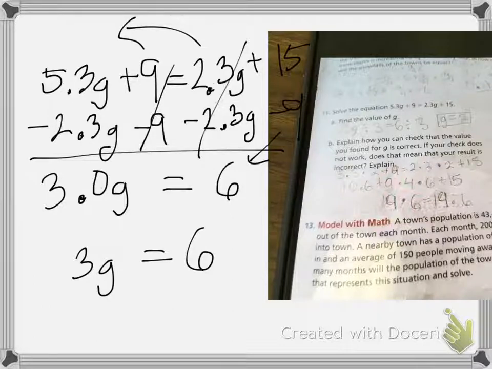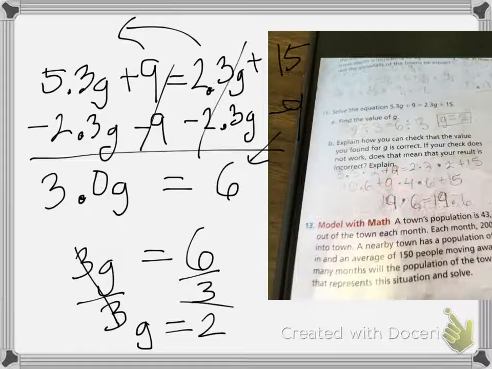Now we divide both sides by 3. Why do we divide? Because these two right here are multiplying, so we do the opposite of their operation. Because they're multiplying, we're going to divide by 3 on both sides. So the 3's cancel, they become an invisible 1, and g equals 2. Alright, so that's how you do that one.